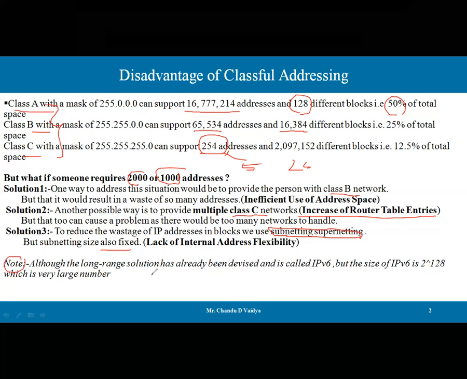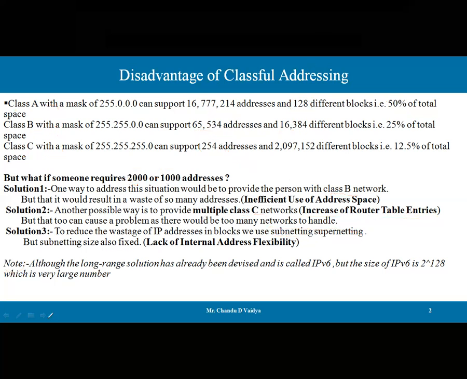Although a long-range solution has already been devised and it is called IP version 6. But if you go with IP version 6, that is a 2 to the power 128 number, it is a very huge number. Again, there will be a problem. So this IP version 6 solution is not that good a solution for us, guys.